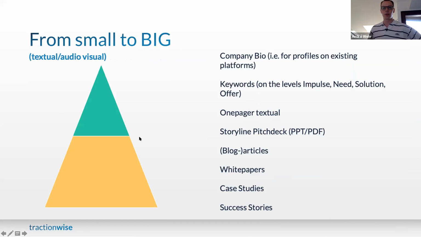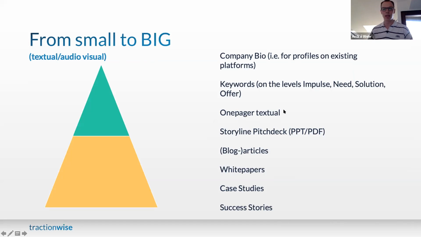And also with your company bio. So this is a continuation of the slide before. What are your company profiles telling in terms of the storyline? What are the keywords on the different levels that we had yesterday, for example? The level impulse, so what are the symptoms, on the level need, on the level solution, and on the level offer? I hope you remember that from yesterday.